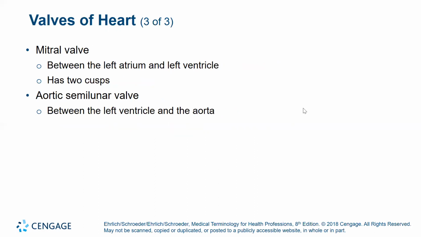We have the mitral valve. This is between the left atrium and the left ventricle. And then we have the aortic semilunar valve. This is between the left ventricle and the aorta.